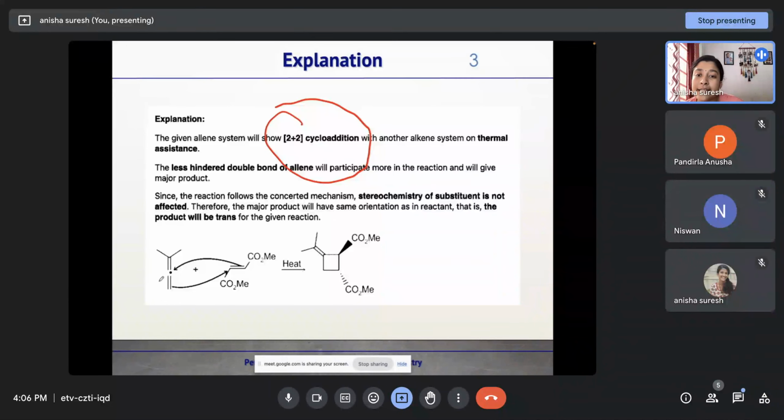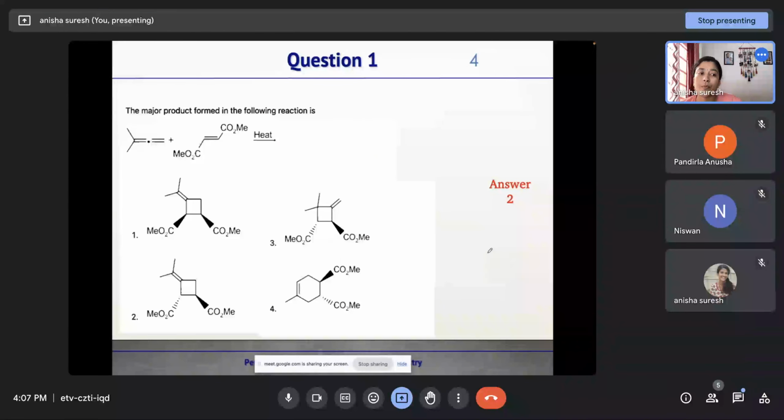So, the less hindered double bond of the allene will be participating in the 2 plus 2 cycloaddition reaction. So it is a concerted reaction, 2 plus 2 cycloaddition reaction. And since the overlap is suprafacial, the geometry of this double bond, this is a trans double bond, so it will be maintained in the product. So here we will get the trans product. So the correct answer will be option 2, that is this one.